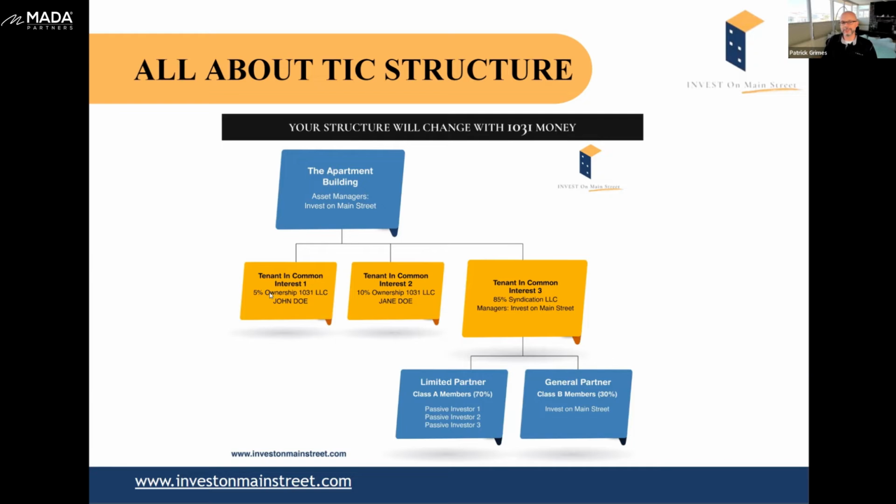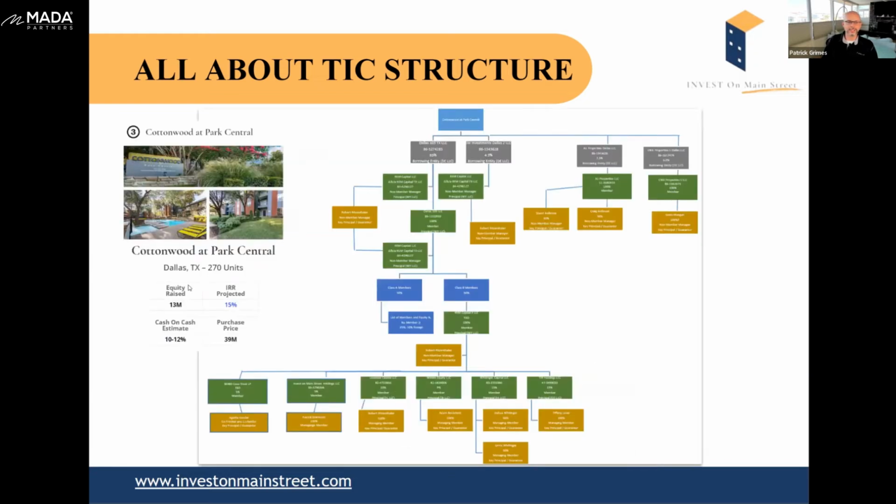So in practice, it can be a little more complex than that. For Cottonwood at Park Central, this was one of our deals that we did. There was one more entity which I pulled out of here so it would fit, but this is what the org chart looked like. Here's Cottonwood at Park Central. Here's tenants in common 1, 2, 3, 4.